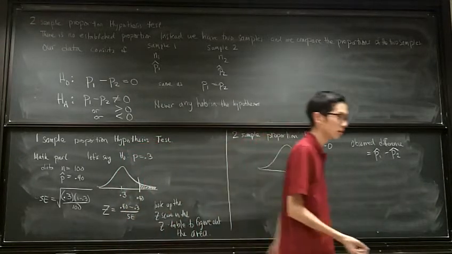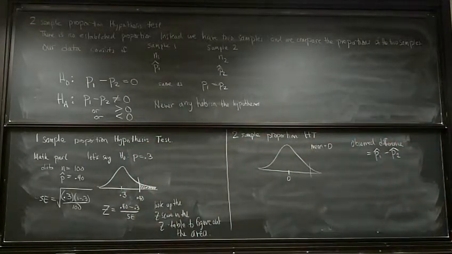Yes, question? Wasn't P hat 1 0.33, and then P hat 2 0.35, wouldn't that be a negative difference? Yeah, so I would get a difference of negative 0.02. Yes.